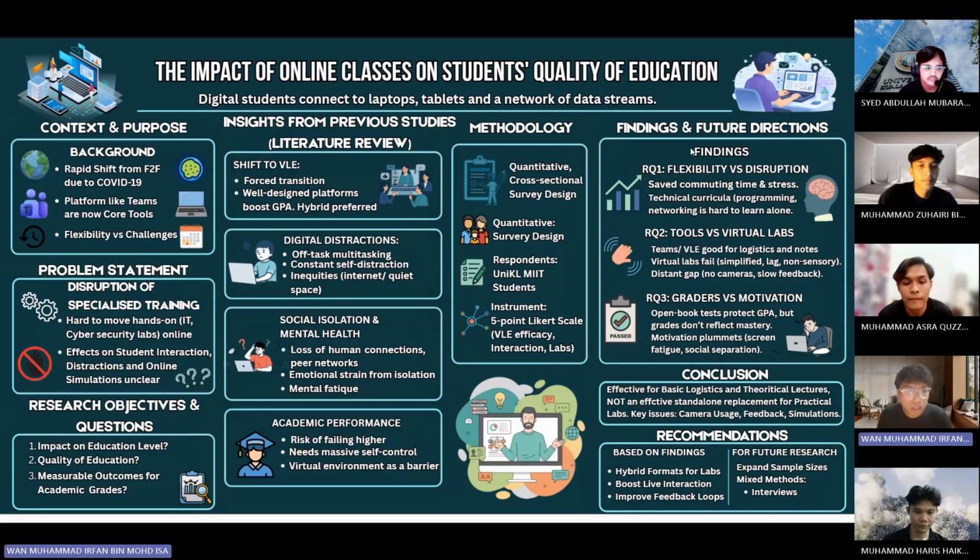The research objective that we came up with is to evaluate the effectiveness of education quality for students during online classes. And then the research question is: how effective is the quality of education provided to students during online classes? And then number three is measurable outcome for academic grades. The research objective is to determine the outcome of virtual learning on student academic grades. And then the research question is: what are the measurable outcomes of virtual learning towards student academic grades? Okay, right now I will pass to the literature review section.